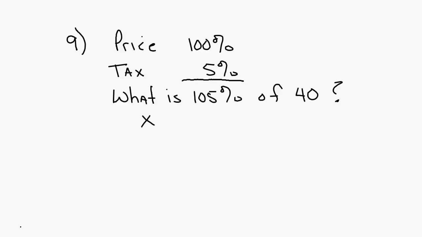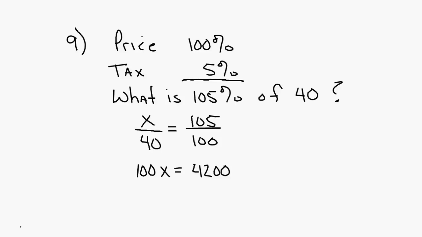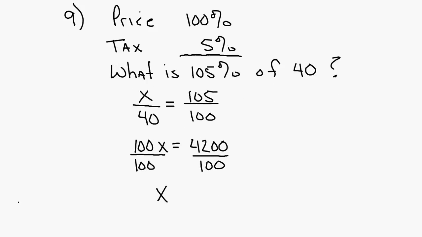So your is what you're trying to find, your of is 40. It's equal to your percent, which is 105, over 100. So if you crisscross multiply, then 100x equals 40 times 105, which is 4,200. If you divide both sides by 100, then your x is equal to 42. So the price of the shoes with the tax, $42.